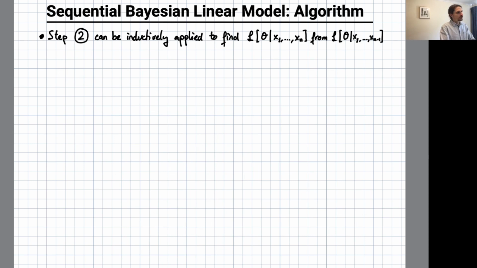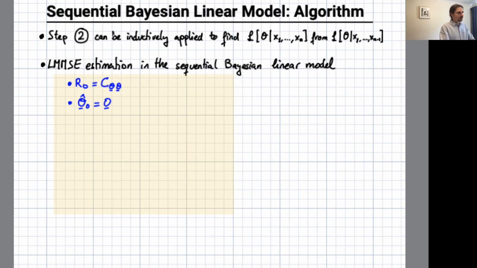So now that we have solved step 1 and step 2, we would need to solve also 3, 4, 5, and so on. But the same procedure that we used in step 2 can be inductively applied to all those steps. We would obtain exactly the same expressions, just with different indices or subscripts. Okay, so let us summarize the resulting sequential LMMSE estimation algorithm.